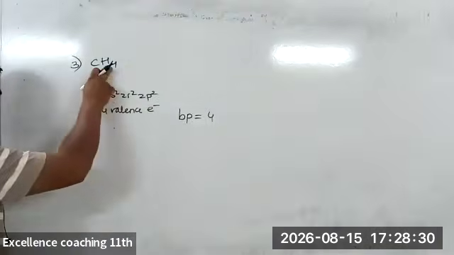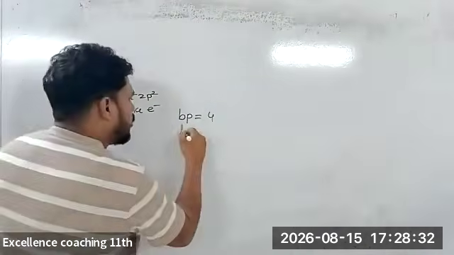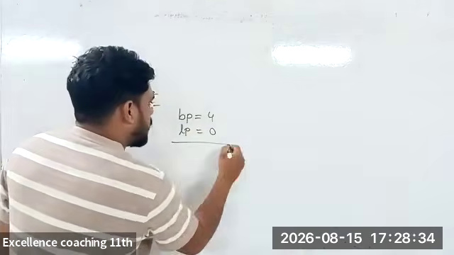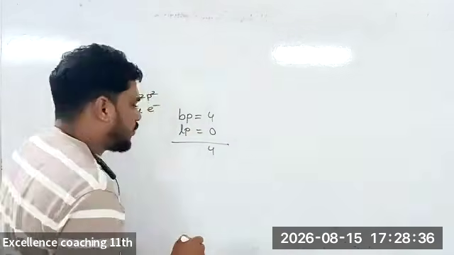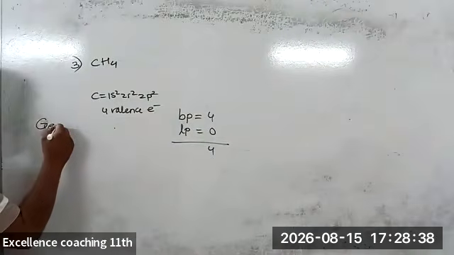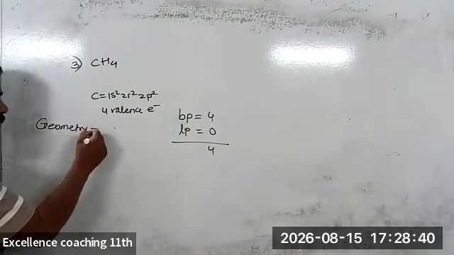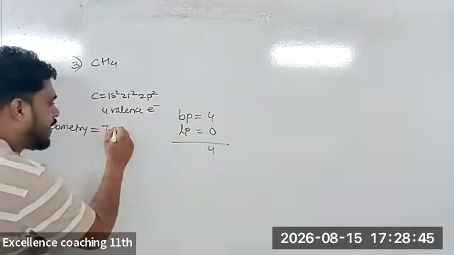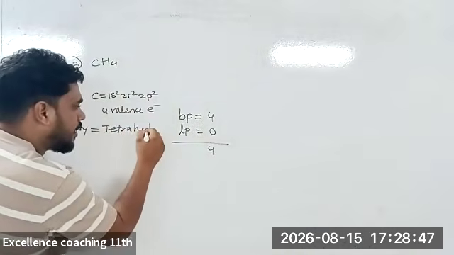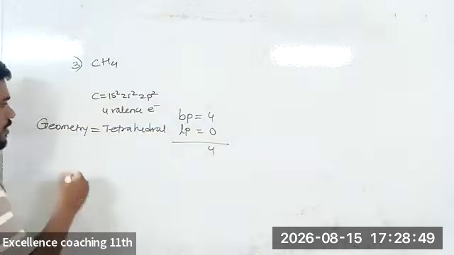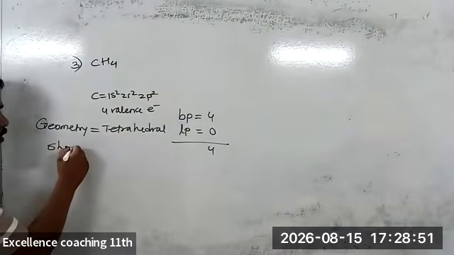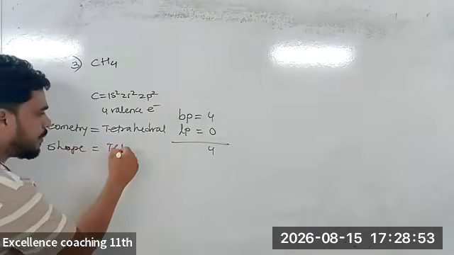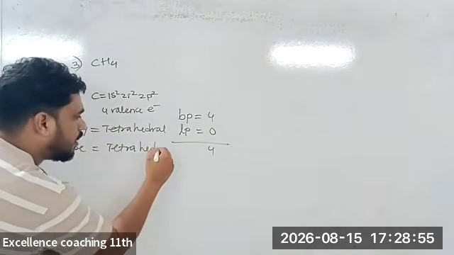Bond pair 4, because it bonds with 4 hydrogen. How many lone pair? 0. So total count is what? 4. Whenever the bond pair plus lone pair count is 4, the geometry we get is called tetrahedral. Since the lone pairs are 0, the shape is also tetrahedral.